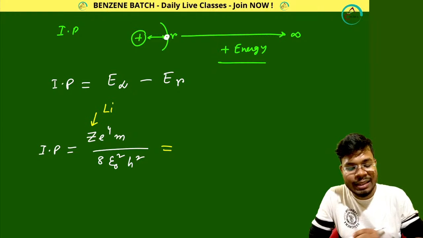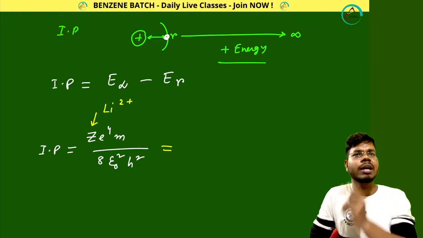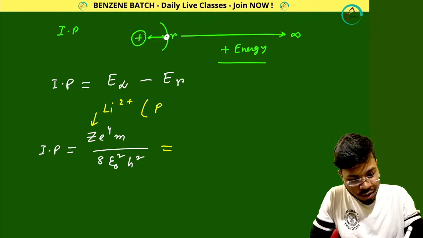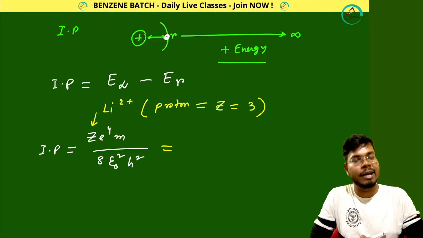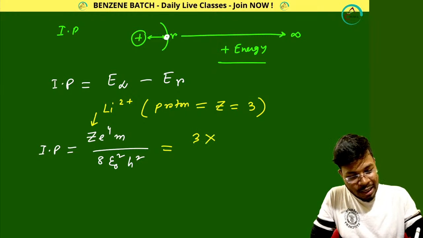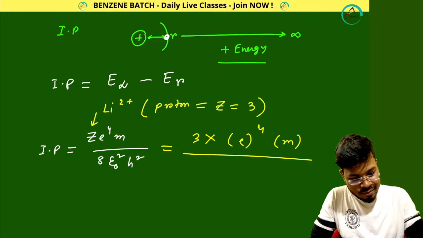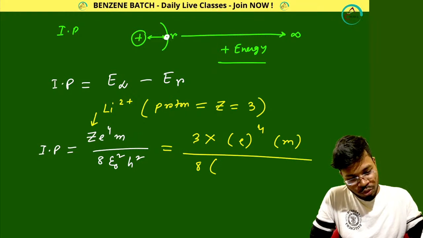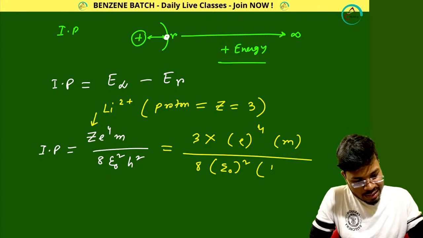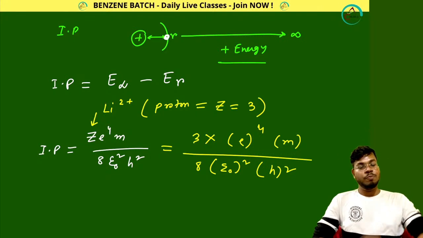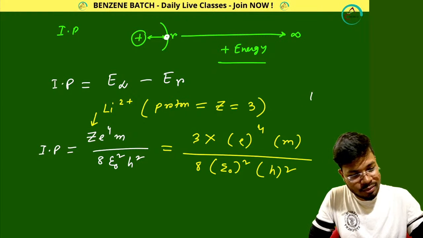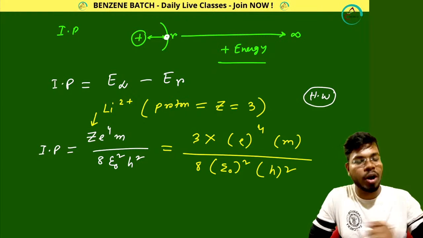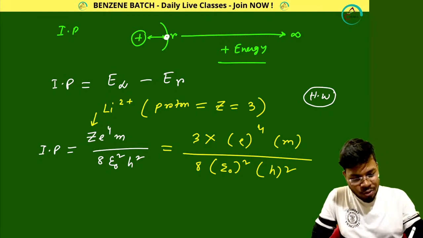You are playing with lithium 2 plus. So the number of electrons is 1, but the number of protons, that means Z, is equal to 3 in case of lithium. So 3 multiplied by this value, 4 multiplied by mass, then 8 epsilon 0 square, h square. So put all these values. This is your homework I am giving you, Benzene batch. Put all these values.